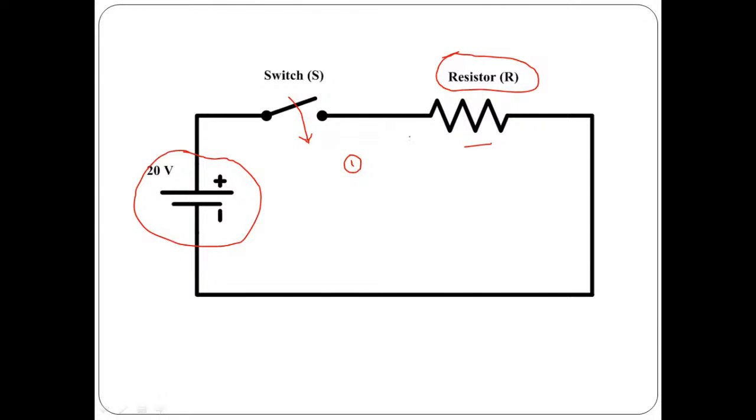The moment you close the switch, the entire 20 volts is going to appear across this particular resistor. That type of excitation is called a step. Second, close this switch and, due to some physical arrangement, vary the voltage linearly and gradually. That type of excitation is called a ramp.